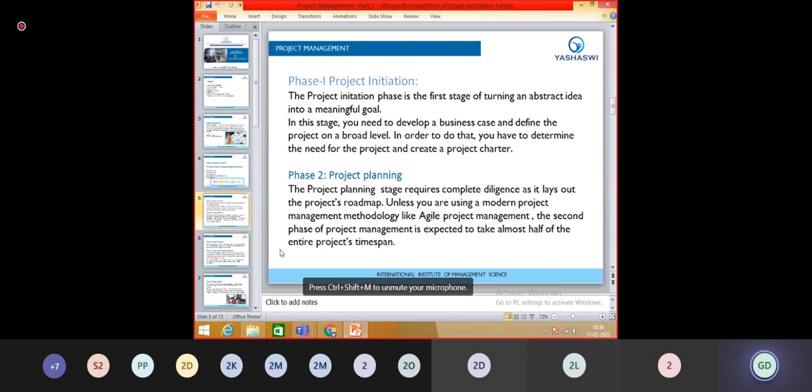Yes, agile project management. The second phase of project management is expected to take almost half of the entire project time span. Manpower, machine, material, method. Methods also come under project planning. Okay, so we can say the standard operating process of the machine. Okay, methodologies. Why do we require methodology? What does method mean?